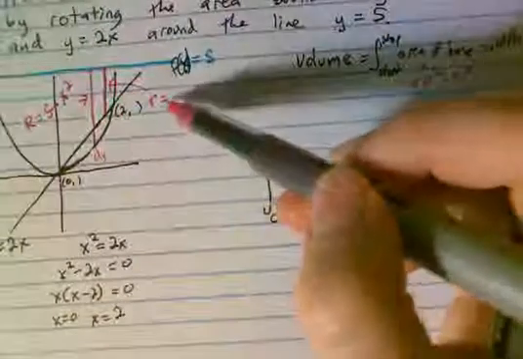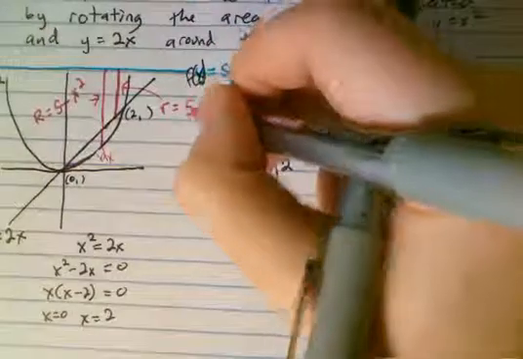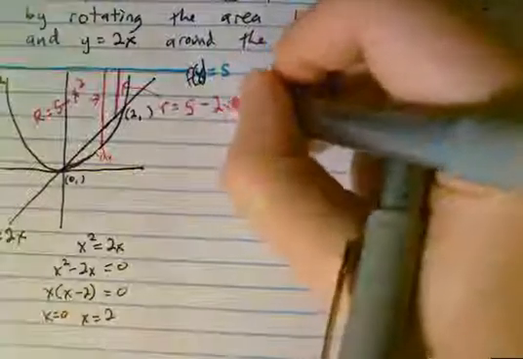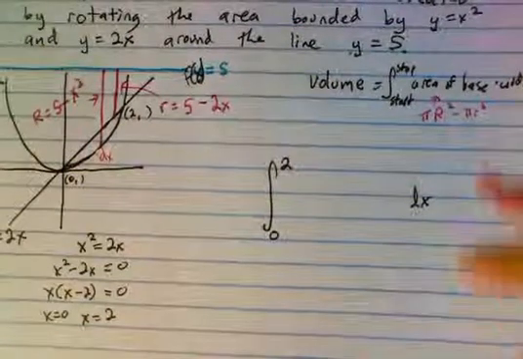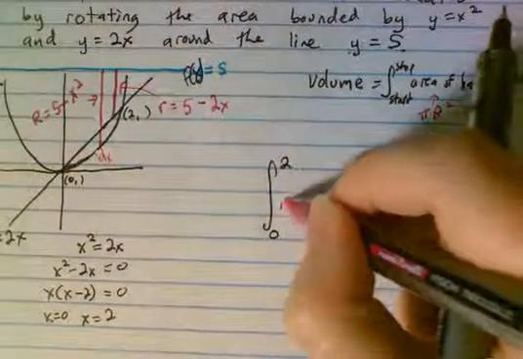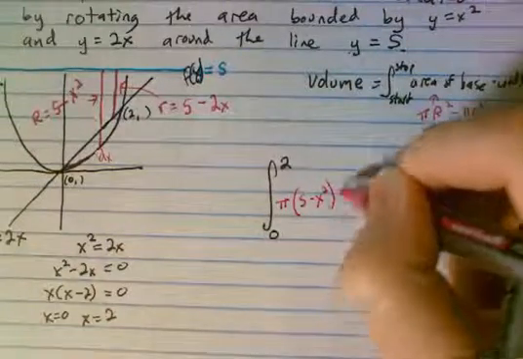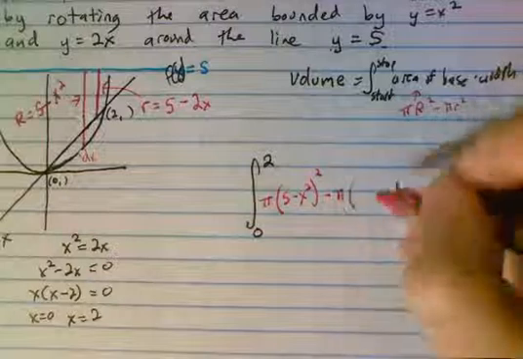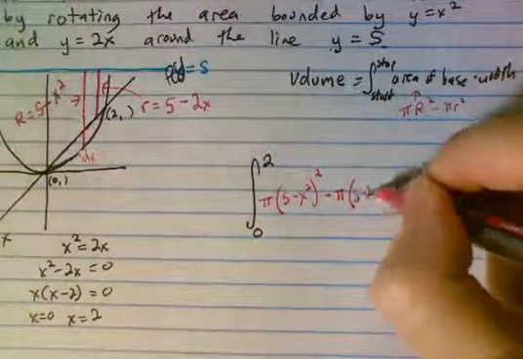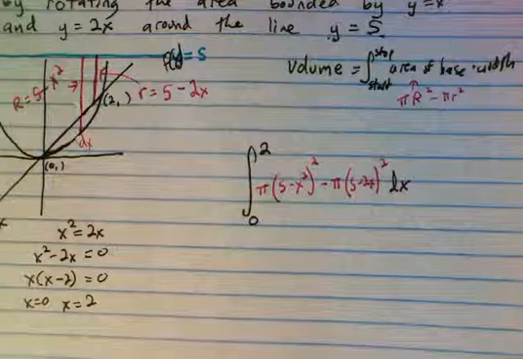Whichever of these lines is shorter, that's little r. So little r is also going from 5 on the top. We're going to take away whatever this is. That looks like 2x. So there's my little r. Now I can put that into my equation. Pi big R squared, which is 5 minus x squared squared, minus pi little r squared, 5 minus 2x squared, all of that dx.